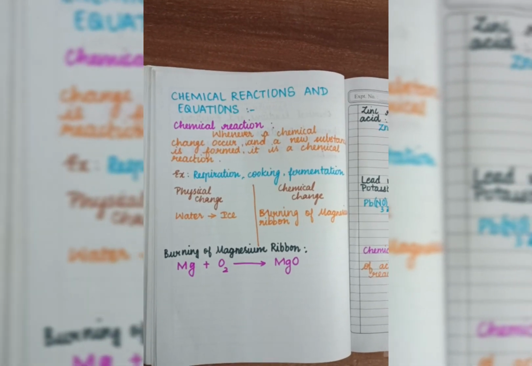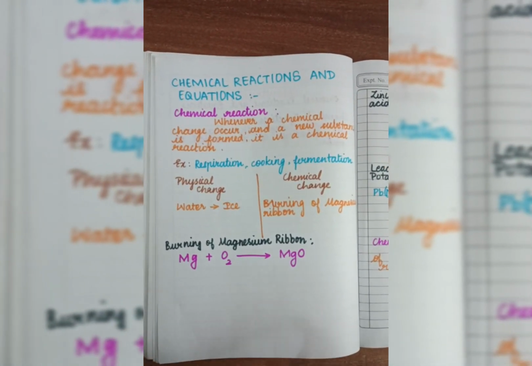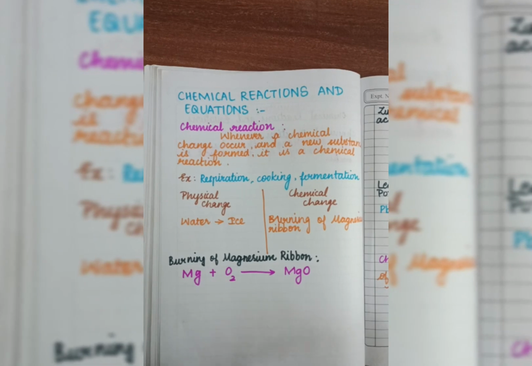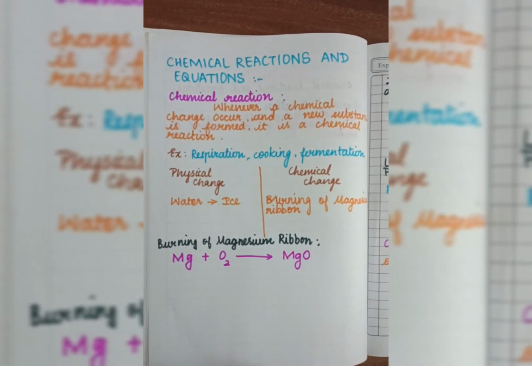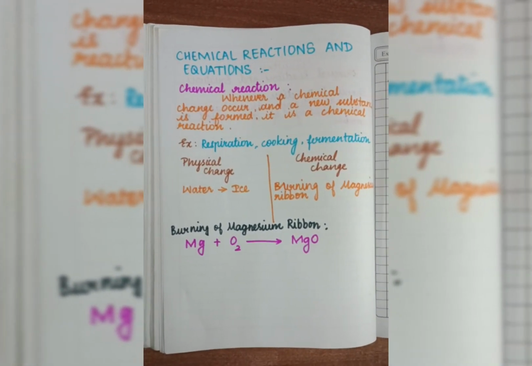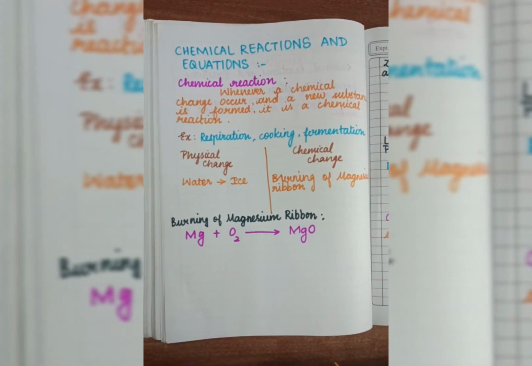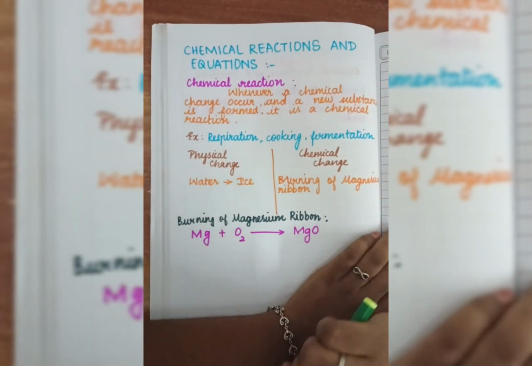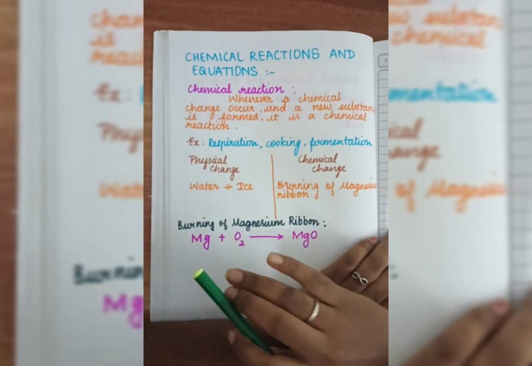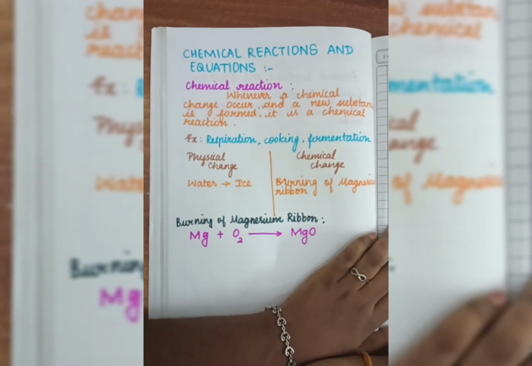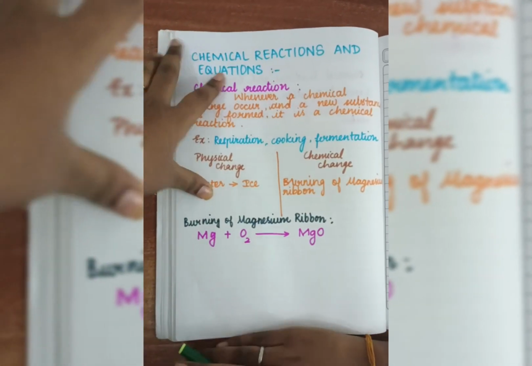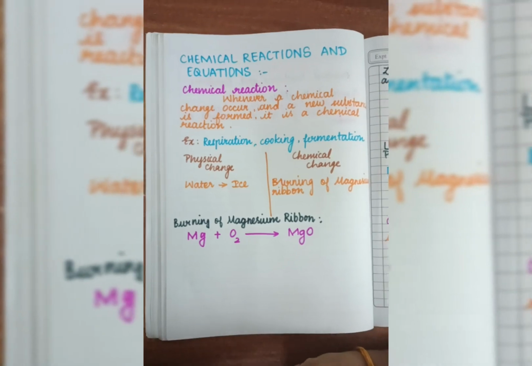So the chapter we are going to be looking at is chemical reaction and equation. When you enter this chapter, we should understand what is chemical reaction. What do you mean by chemical reaction? Whenever a change occurs and a new substance is formed, it is a chemical reaction. It is a statement. Let's understand it by example.